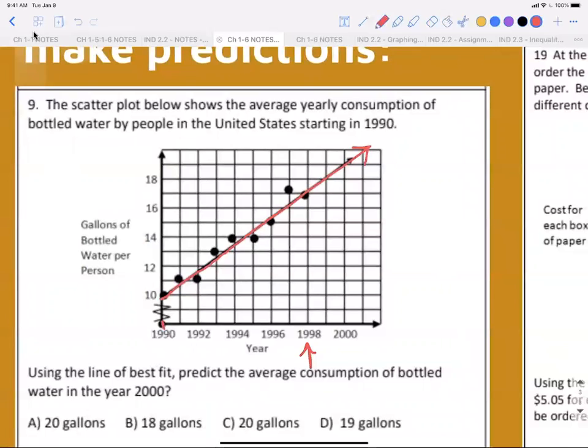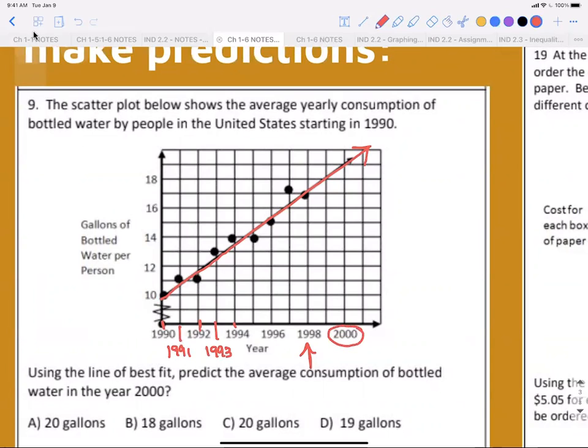You've got 90 and 92, which makes this one right here 1991. 92, 94, right? So that makes that one 1993. So sometimes it makes it easier if you go in and fill in some of the gaps there. But we only have data to 1998. But with this trend line, we can make a prediction about what would happen in 2000.